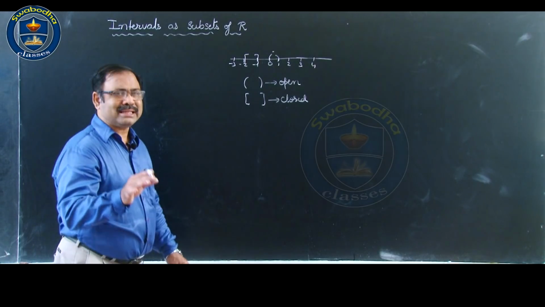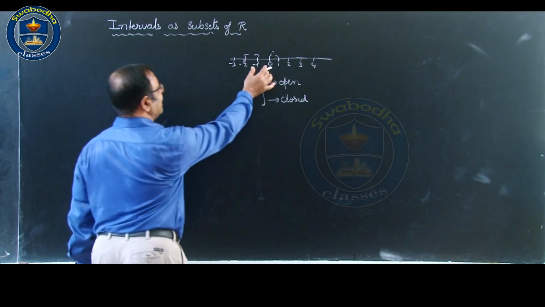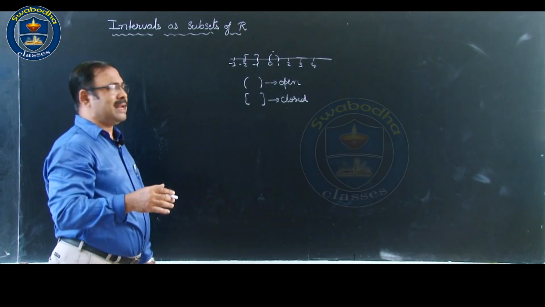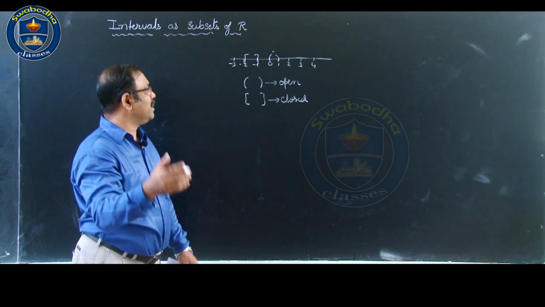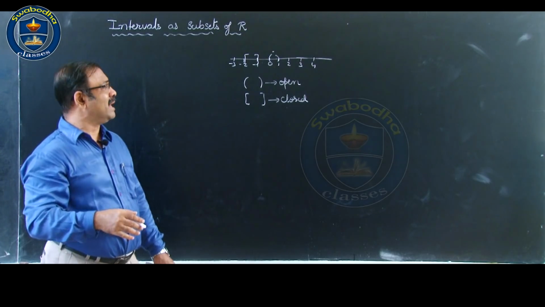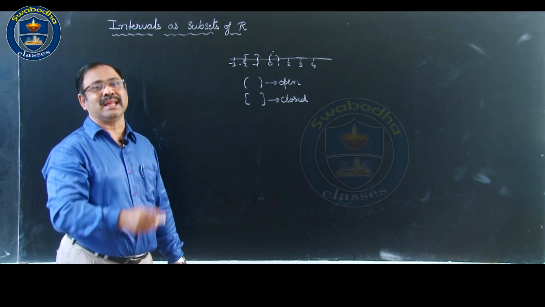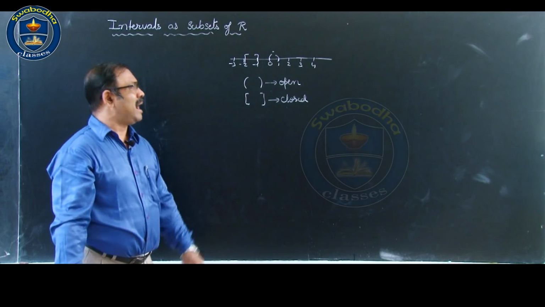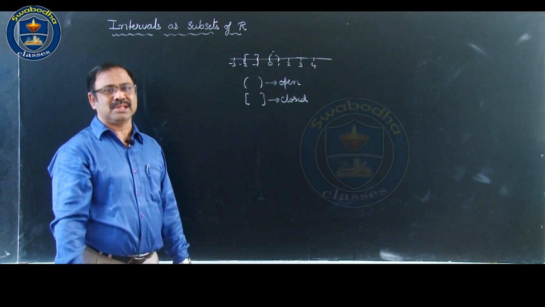So, interval means it is just representing the numbers between 0 to 1 or between 0 to 2 or 1 to 2 or 2 to 3. So, we are taking different subsets of the real number system.